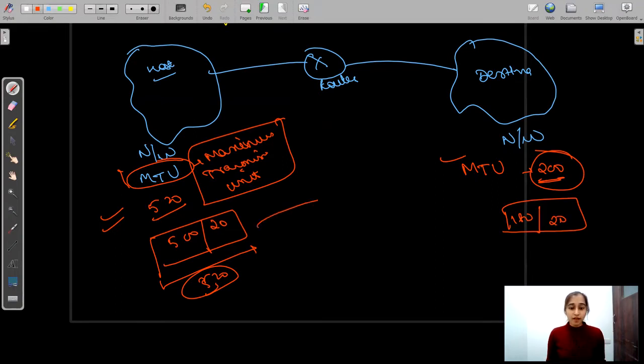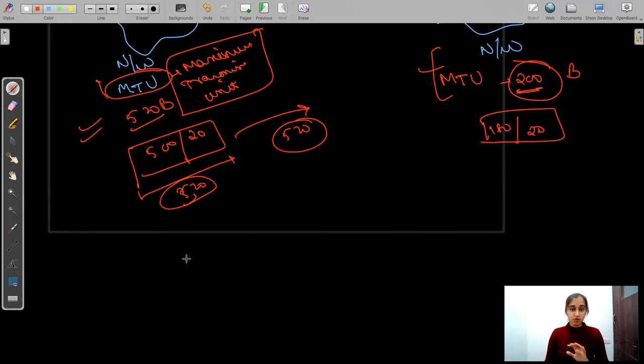If the host has to transfer a 520 byte datagram to the destination, the destination's MTU is only 200 bytes. So this 520 size datagram cannot be transferred to the destination, because the destination cannot take it. That's why we need to divide our datagram so that the destination can receive it. Every network has its MTU, the maximum size of datagram it can receive, and here the destination MTU is just 200 bytes. So we need to divide our datagram into fragments.